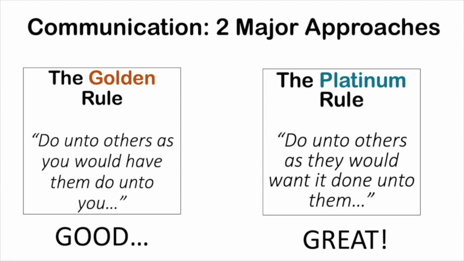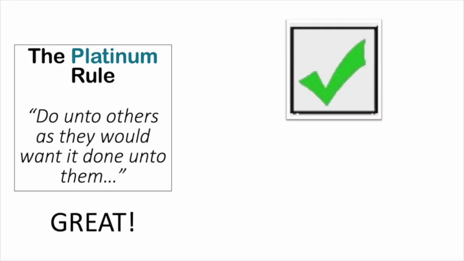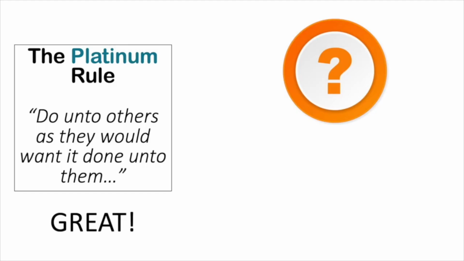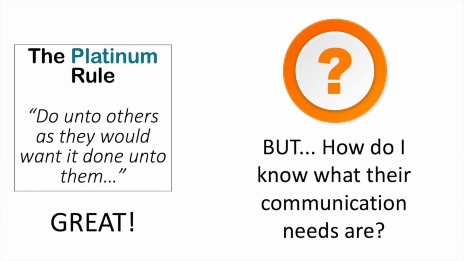And that's where the second approach, the platinum rule, comes into play. Do unto others the way they want it done unto them. And in communication, of course, I need to communicate with you the way you want to be communicated to. That makes complete sense, and it's a great idea, because when I hear something the way I want to hear it, I'm on board. I get where you're coming from. But there's a rub in that, isn't there? Because for that to work, we first have to understand what the other person's communication needs are.